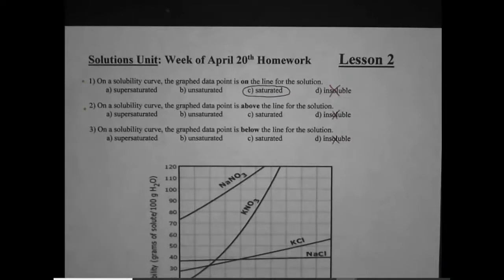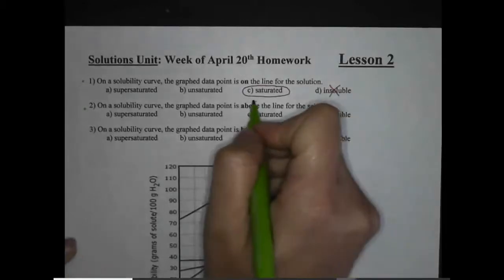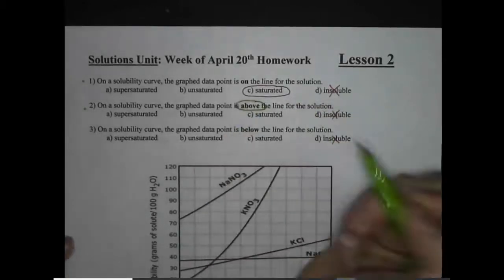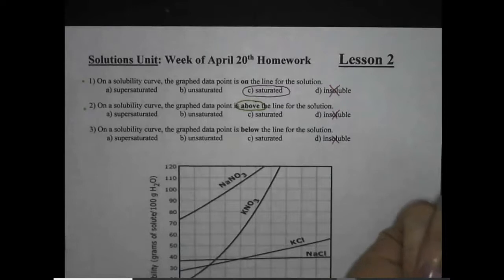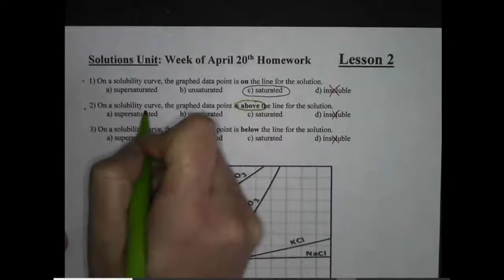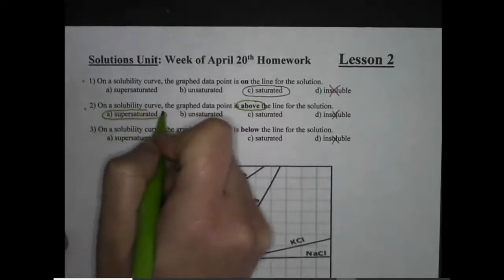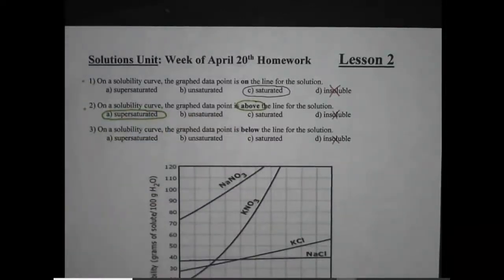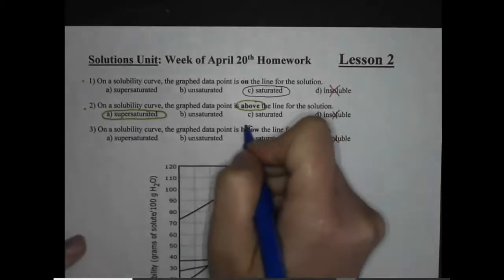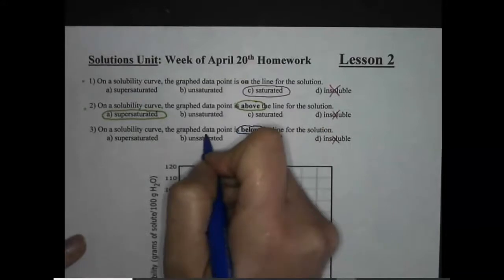For number 2, it says on a solubility curve, the graph data point is above the line for a solution. If it falls above for any reason, that means more than the maximum has been dissolved, and that's supersaturated, or superfull. And if you plot a point anywhere below the line, if it's below full, then we'd call it unfull, or unsaturated.